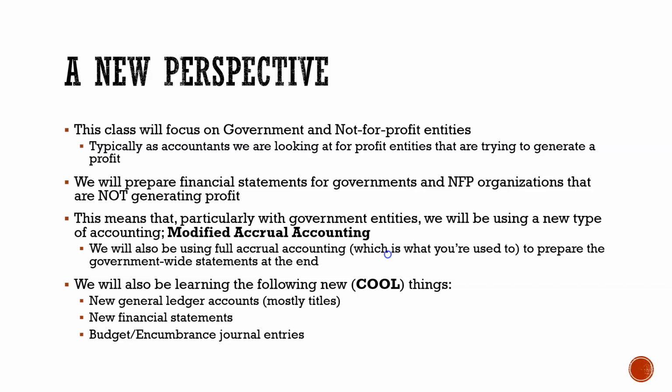We'll also use full accrual accounting towards the end. It's what you're used to, right? The full accrual accounting is what you've done in 301, 302, 604, all your other accounting classes. And we'll use those to prepare your government-wide statements at the end. So you'll see there's a hierarchy. We do fund statements, fund level statements, and then we'll work our way up to government-wide statements, which are more akin to the typical financial statements that we see in a for-profit entity. So we will use full accrual as well.